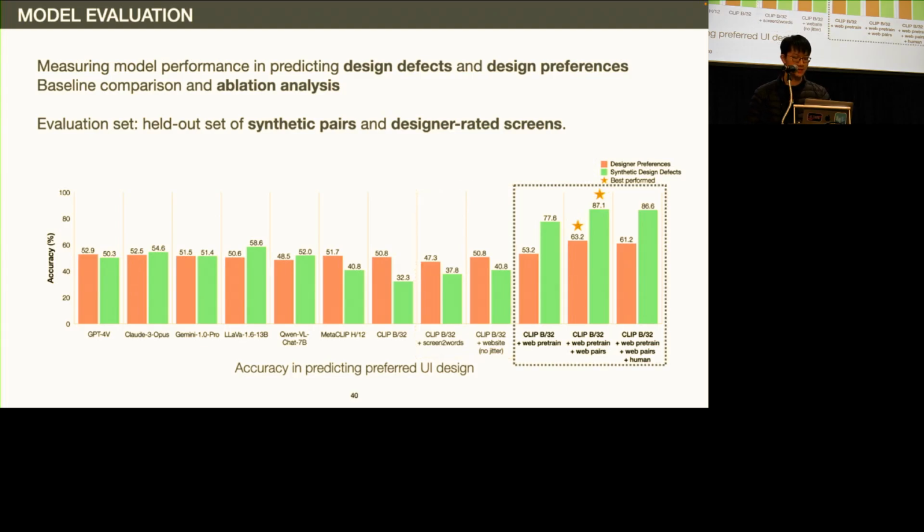So finally, variations of our UIClip model shown in bold here are significantly more accurate than baselines in both data sets. More details and some other evaluations can be found in our paper.